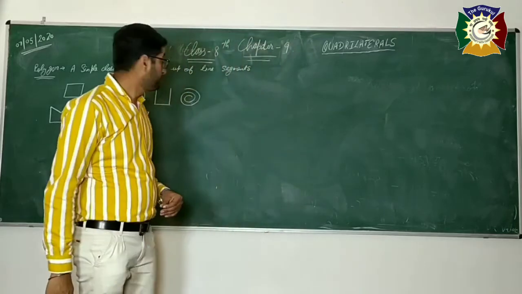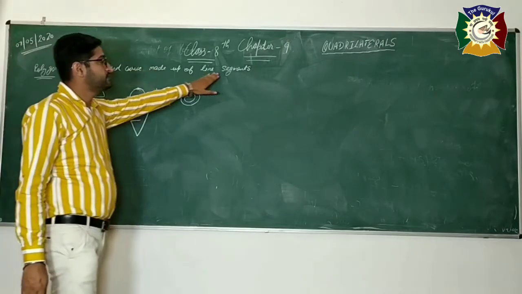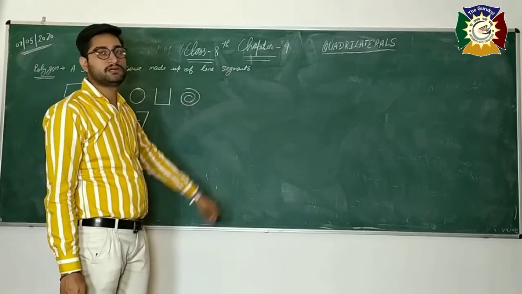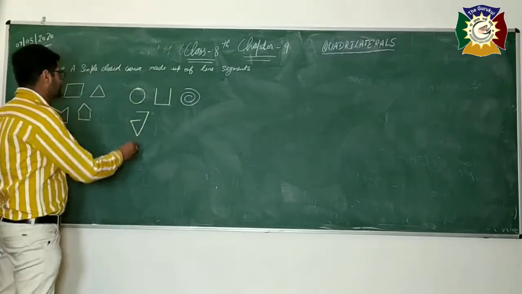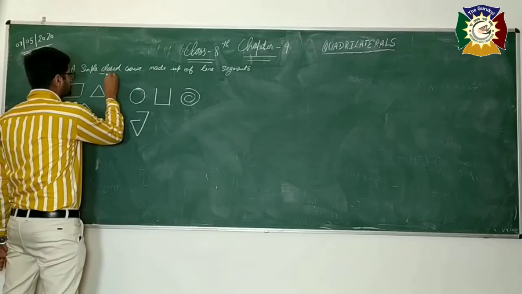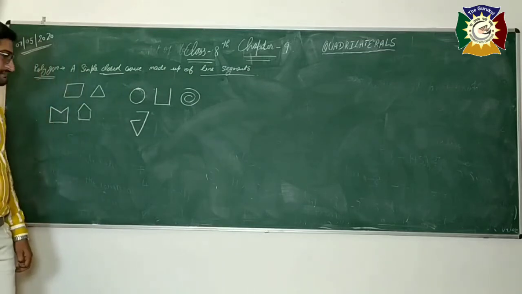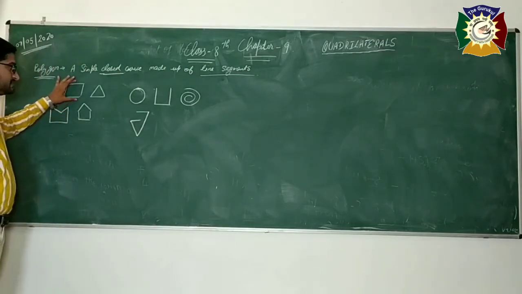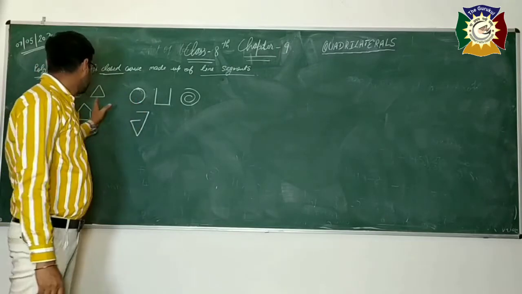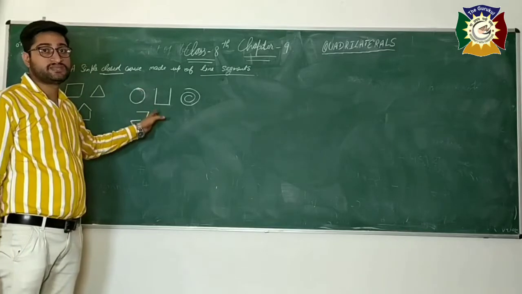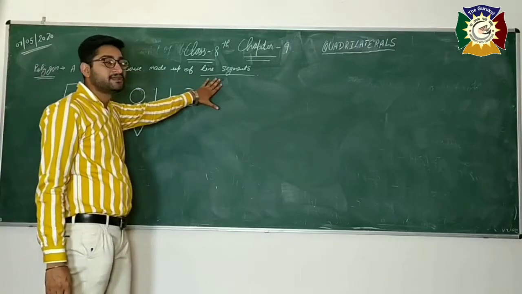Now, what is a polygon? A polygon is a simple closed curve made up of line segments. The two main things in this definition are that it is closed and that it is made of line segments. Now I am giving you some examples. We have to identify which of them are polygons and which are not. Now see the definition: closed and line segments.